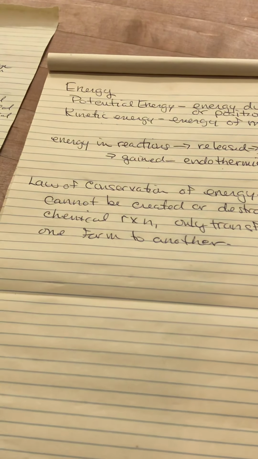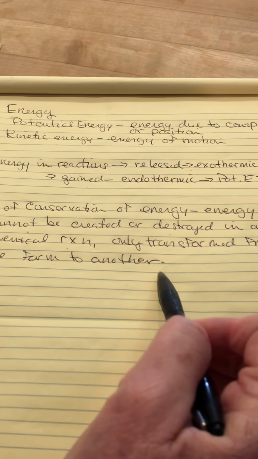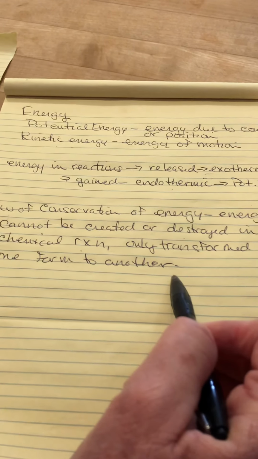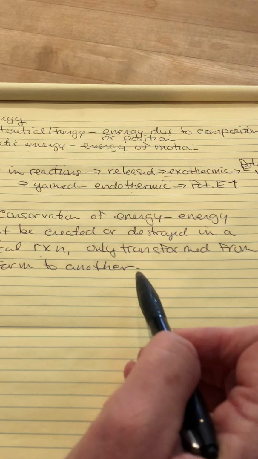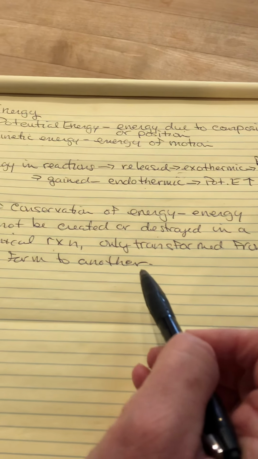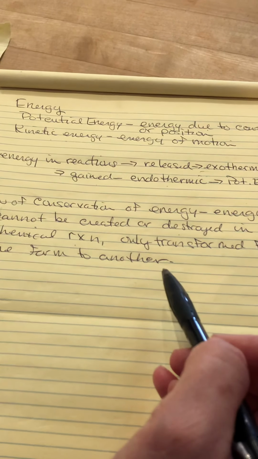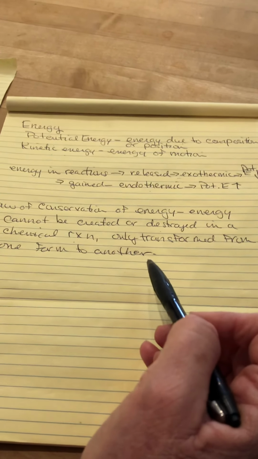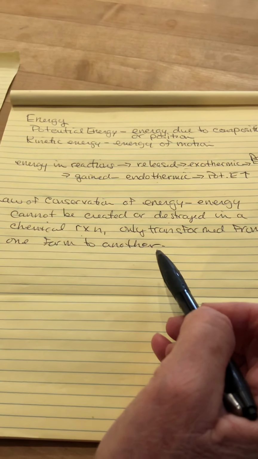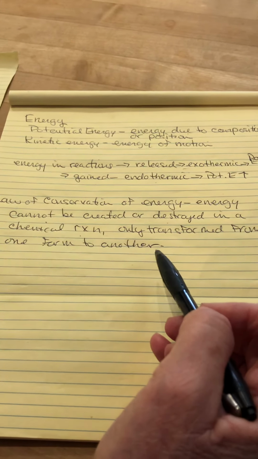Your book now talks about the law of conservation of energy, which you ought to know. Energy cannot be created or destroyed in a chemical reaction, only transferred from one form to another. So say with the book, we had potential energy in the form of composition, and you burned it. That energy was transferred to heat and basically served to heat the surroundings up, the area around it up.